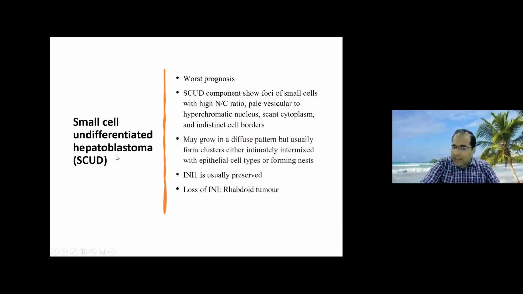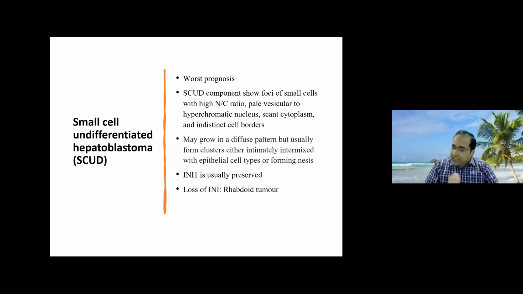Then another important part to note in all the hepatoblastomas by pathologists is small cell undifferentiated hepatoblastoma. This pattern is important because this is considered from the start as a very worse prognosis in these tumors. And basically, these will show foci of small cells with very high nucleocytoplasmic ratio, pale vesicular to hyperchromatic nuclei, scant cytoplasm, and indistinct cell borders.